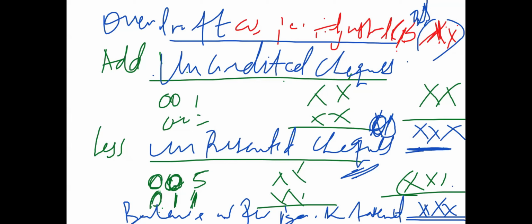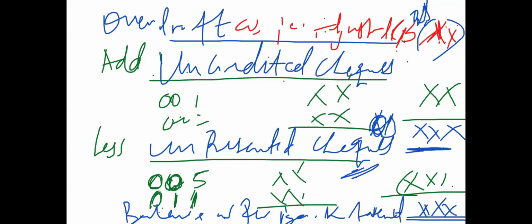So that's the small change that I wanted to show you. But I want you to take note that you can start a question with an overdraft and end with a positive balance. Or you can start a question with a positive figure and then you end with a negative balance. All depends on how well you have understood these concepts.